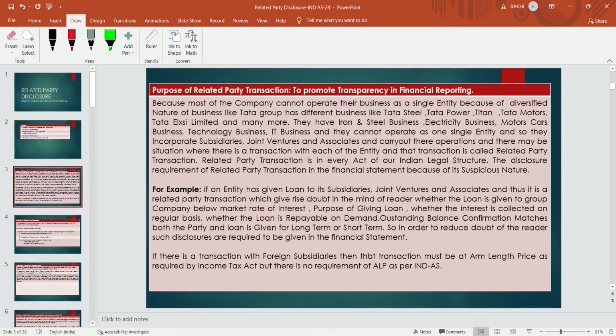So in order to clarify their doubts, the disclosures are required to be given in the financial statement as per Ind AS 24. And if there is any transaction with foreign subsidiaries, then that transaction must be at arm's length price. But the arm's length price requirement is as per the Income Tax Act. There is no such requirement as per Ind AS.